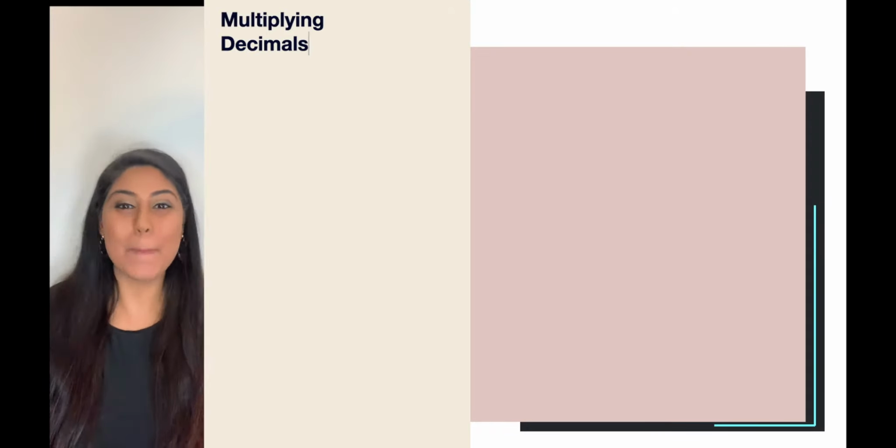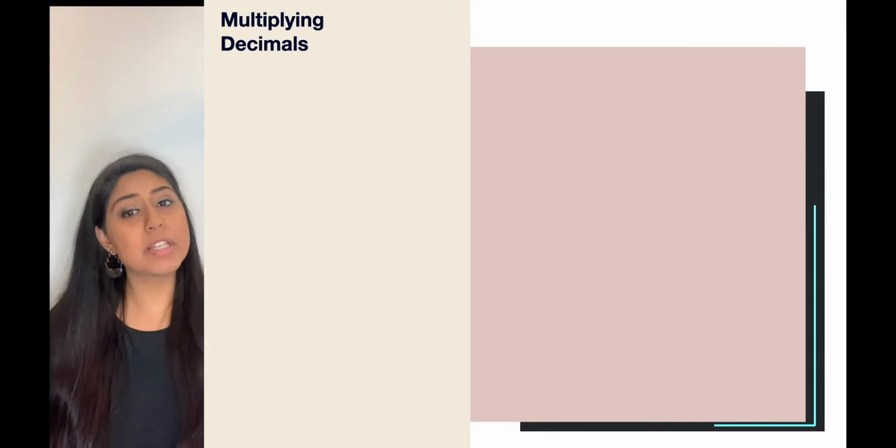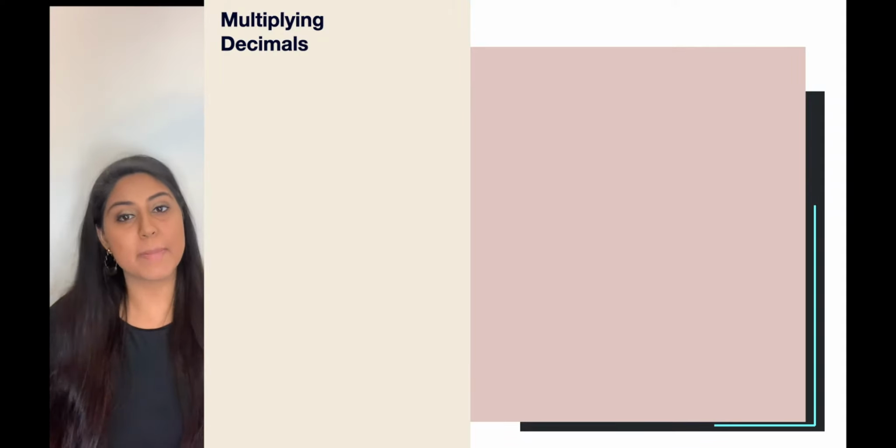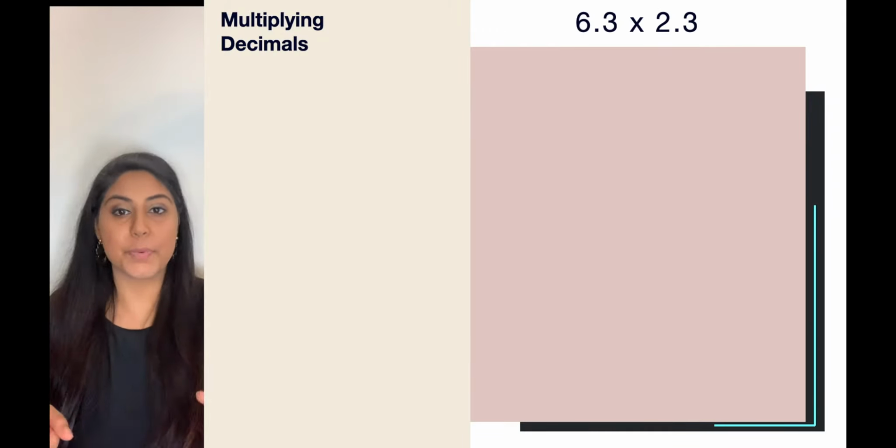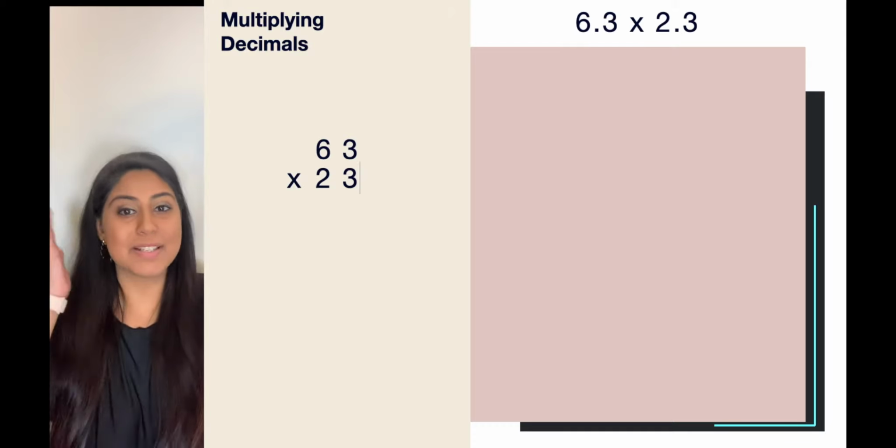And welcome to this video on multiplying and dividing decimals. So when we're multiplying decimals, the idea is to multiply them as their whole numbers. For example, 6.3 times 2.3. In my head, I'm thinking about 63 times 23.